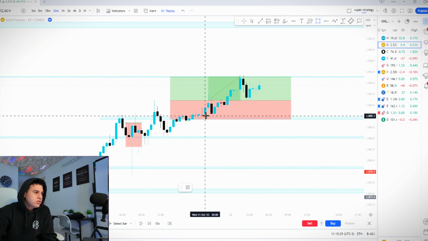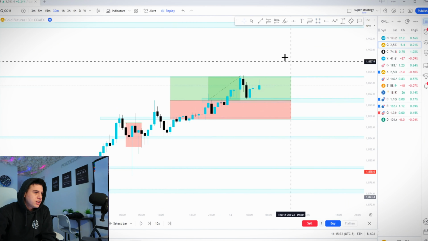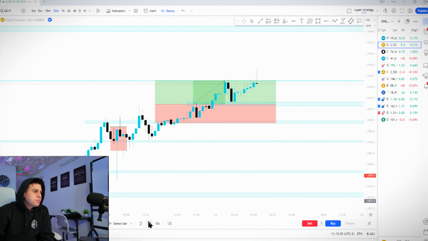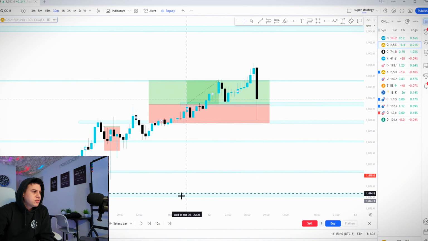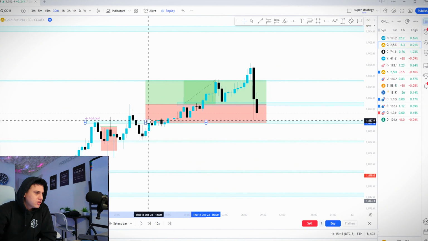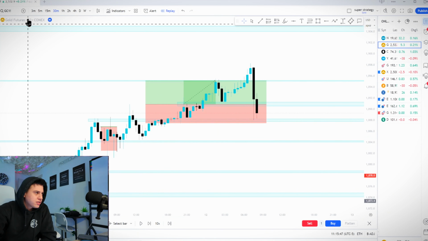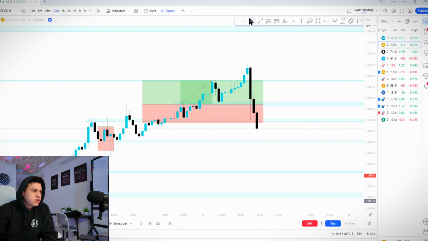So now we formed a new zone over here, guys, that we do need to keep in mind. Price comes up, starts to show us some sort of breakout over here. Oof, big move to the downside. So we could sell below this area here if we get some nice confirmation.